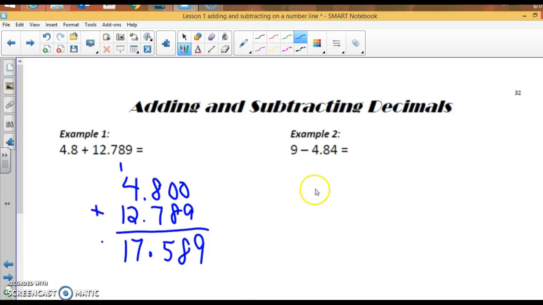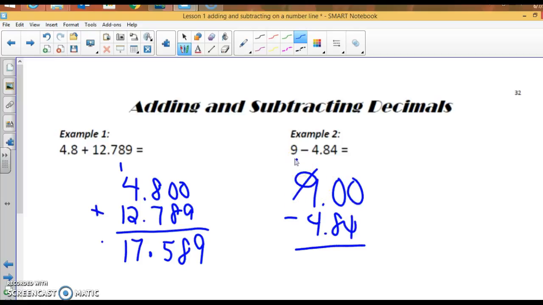The second example is 9 minus 4.86. Line up the decimal point. When there's no decimal, it's written after the number. So this is 9.00 minus 4.84. To do this, you need to borrow from the 9. 9 becomes an 8. That makes that 0 a 10.